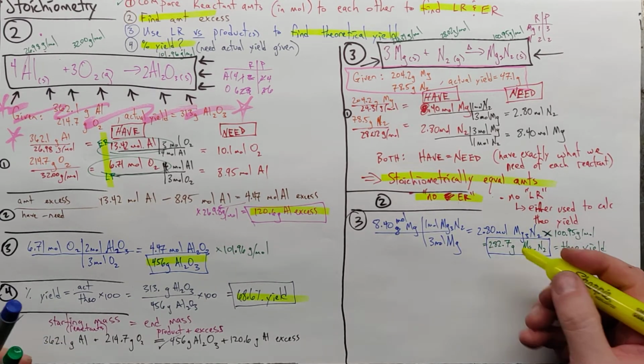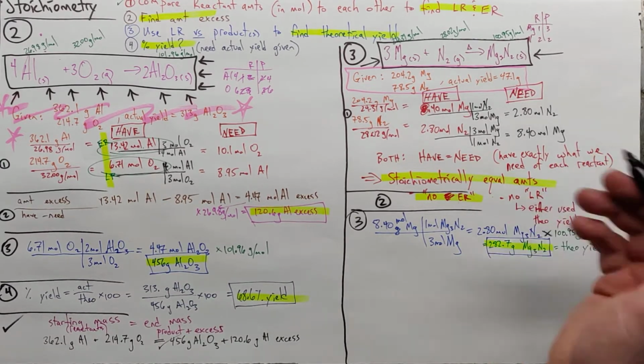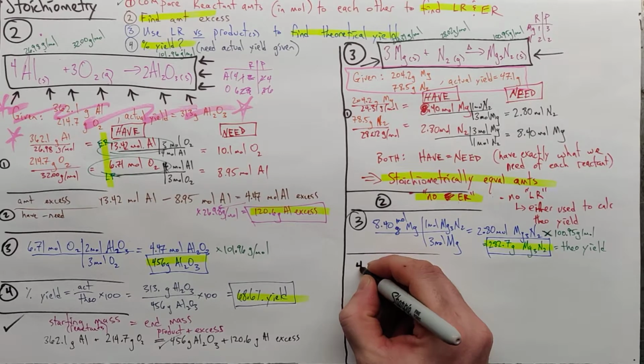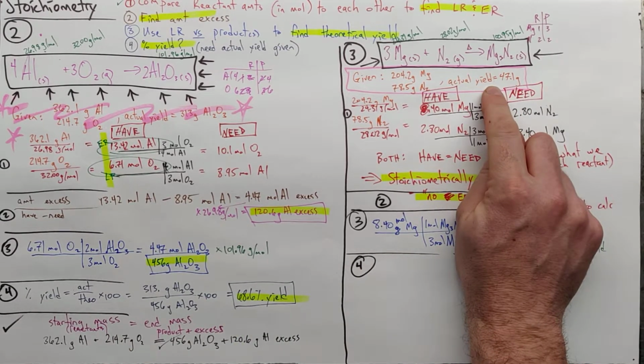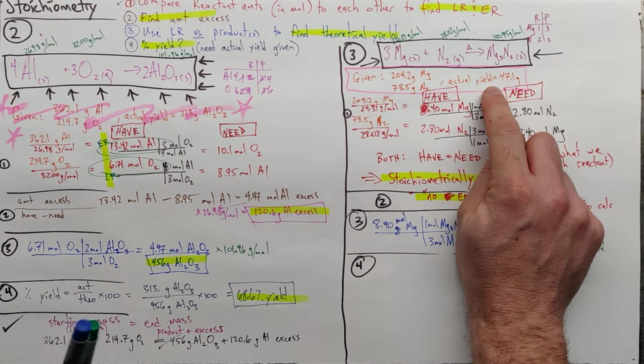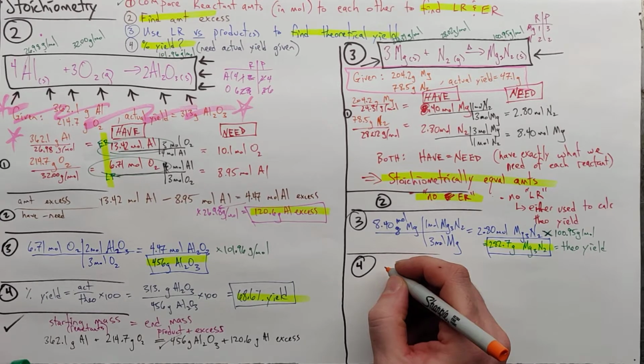And we can do this last part, this percent yield, just by taking our actual yield, 47.1. So that's a number you'd have to be given. It's something somebody made up in lab. I made it up entirely.